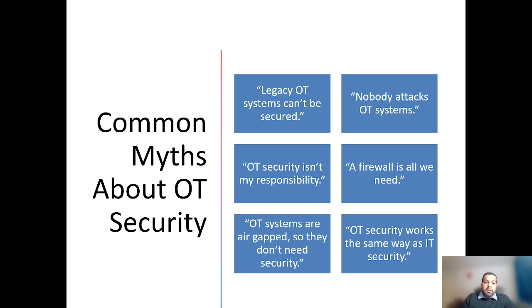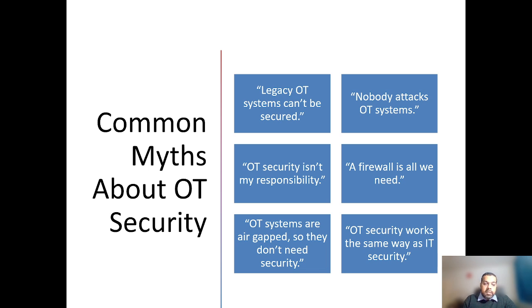Now let's talk about some of the myths about OT security. There are some widespread misconceptions that often lead to poor security decisions. Legacy OT systems can't be secured. That's often a very common misconception. They can be secured using compensating controls, especially at the zone perimeters.